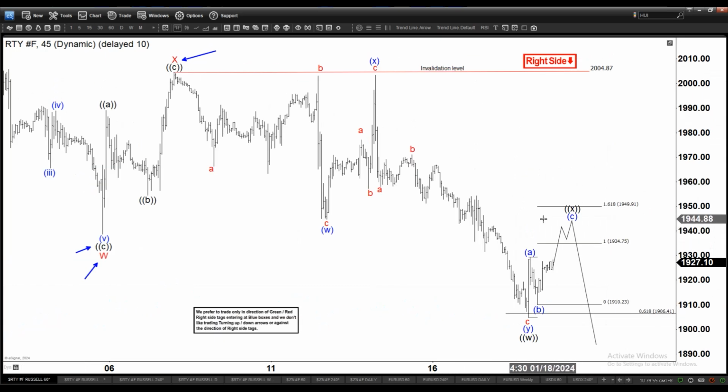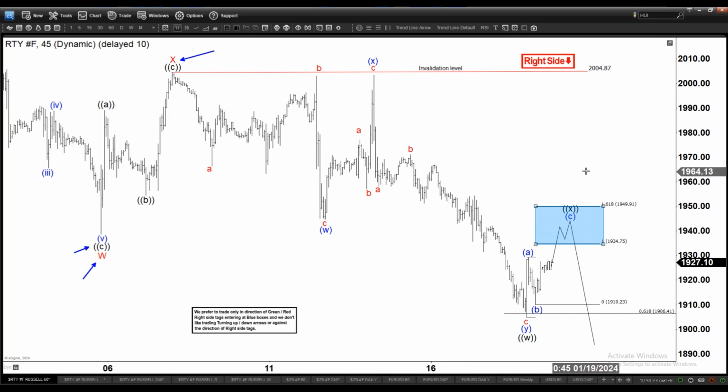Now, like I said, the rally can potentially end here, 1934, 1949. Now this is something that a lot of people that do not understand Elliott Wave always get confused about, because their lack of understanding is the potential pitfall. Here we're showing a three swing rally, and I'm giving you the potential area where it might fail and turn lower. But in reality, technically speaking, the key level is 2004, and the rally can evolve into many different forms.